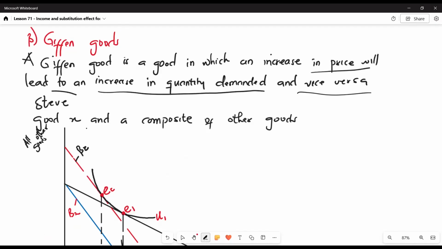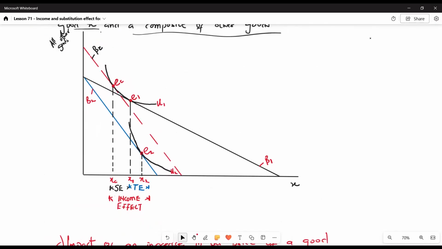So let's consider a consumer named Steve who consumes good X and a composite of other goods. If we start from a budget constraint B1 and Steve's initial equilibrium bundle E1 on indifference curve U1, and assume the price of good X increases, we shift Steve's budget constraint to B2 and change his equilibrium bundle to E2 on indifference curve U2. So as usual, the increase in the price of the good shifts the budget constraint and moves Steve to a lower indifference curve U2.